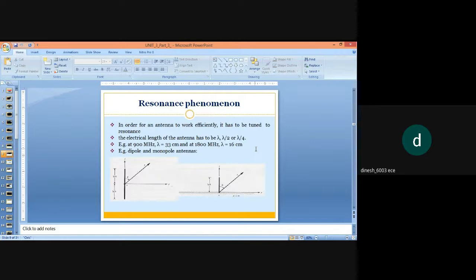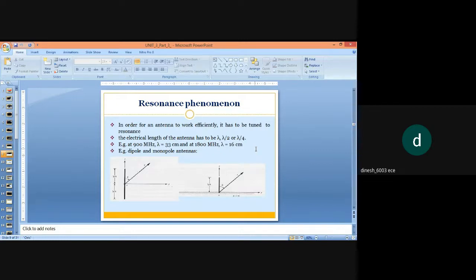Next is the resonance phenomenon. In order to work efficiently, this antenna has to be tuned to a resonance. So the electrical length of the antenna has to be lambda, lambda by 2, or lambda by 4: full wavelength, half wavelength, quarter wavelength. Most probably we'll be using a quarter or half wavelength depending upon the application required.